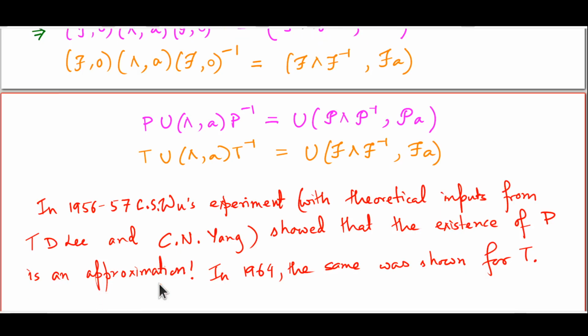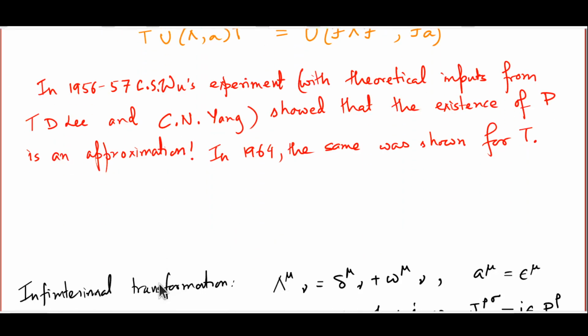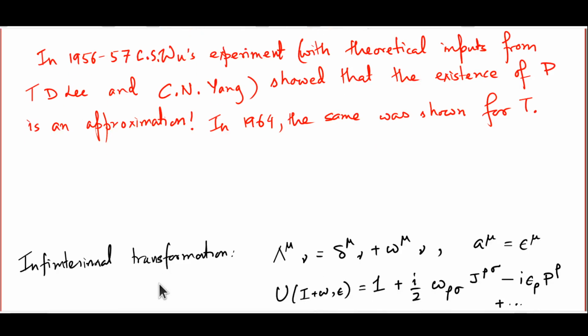Now, what we are going to do next is we are going to assume that in place of this U(Λ, a), in place of this Poincaré transformation parameterized by Lorentz transformation Λ and translation a, we consider the special case when we have an infinitesimal transformation. In other words, Λ is infinitesimally close to the identity, so Λ^μ_ν is the identity matrix δ^μ_ν plus a small correction term ω^μ_ν, and translation a^μ is also infinitesimally small, and written ε^μ.